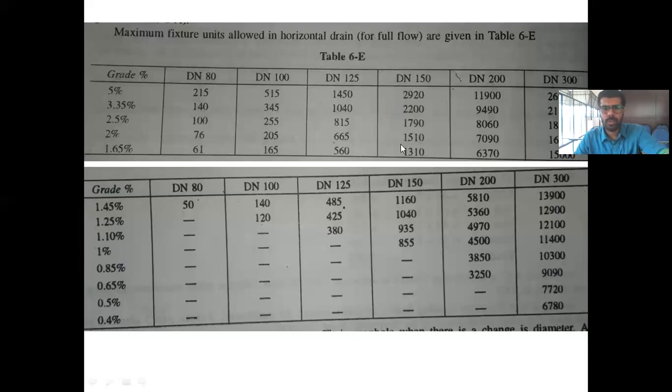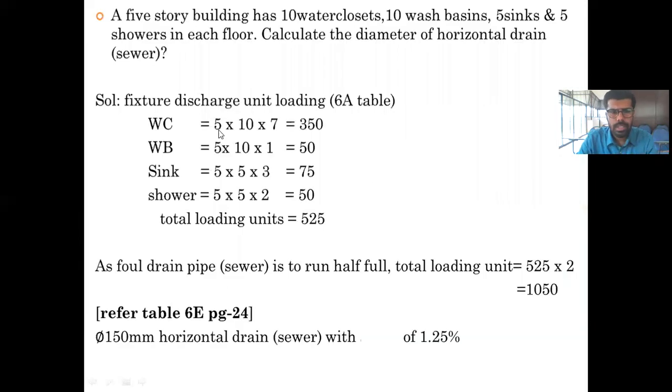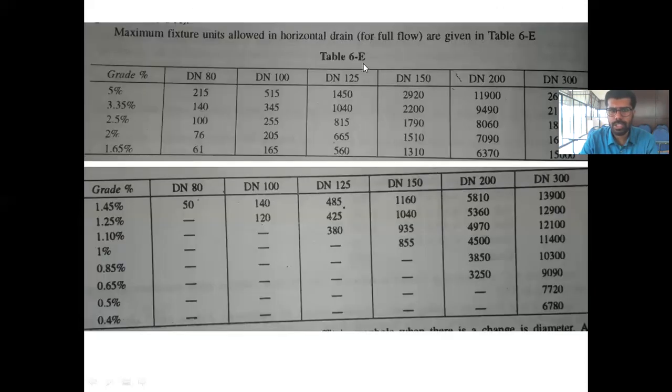So you have found the total loading units, multiplied by 2 for the half flow, and you got 1050. Go to 6C of page 24. Select the fixture unit. There are different fixture units, depending upon the grade only. Grade means slope. Go for a lesser slope, and for 1050 it is 150. 150 is the diameter.